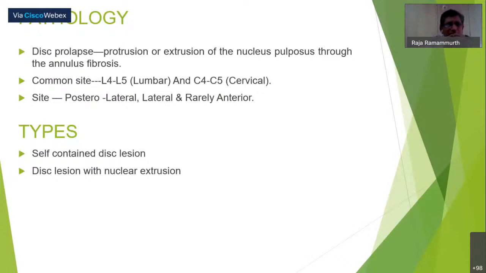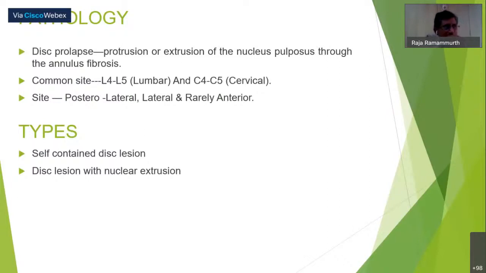Which are the common sites for disc prolapse? In the lumbar region, it is L4 and L5, and in the cervical region, it is C4 and C5. Why are these two regions very common for disc prolapse? These vertebrae have more mobility compared with the adjacent vertebrae.